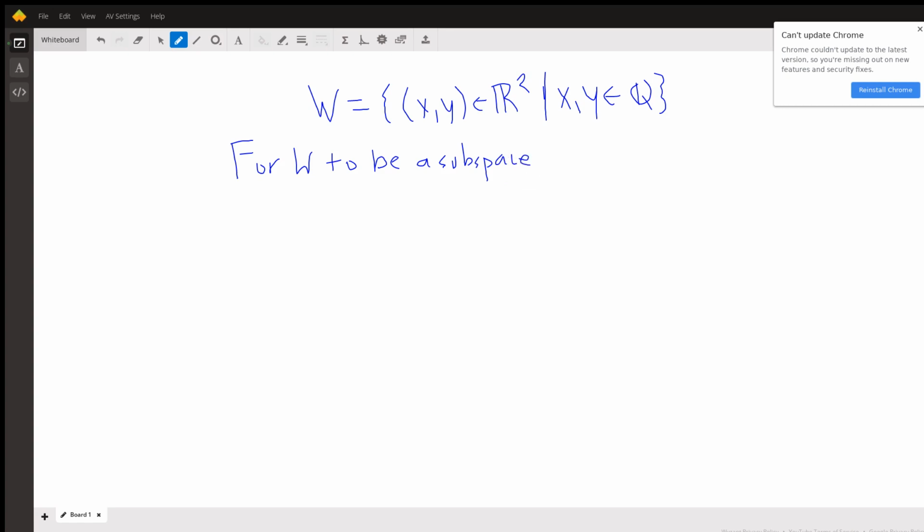we need three things. We need, one, that W not be empty. So W is not empty.